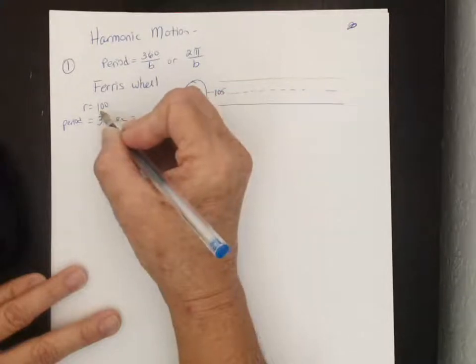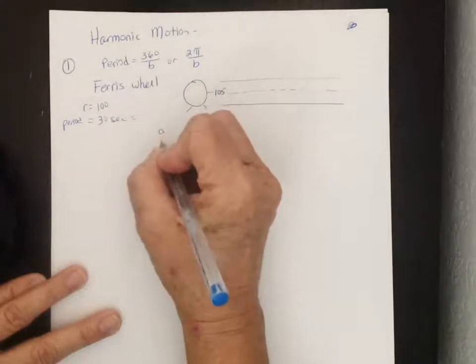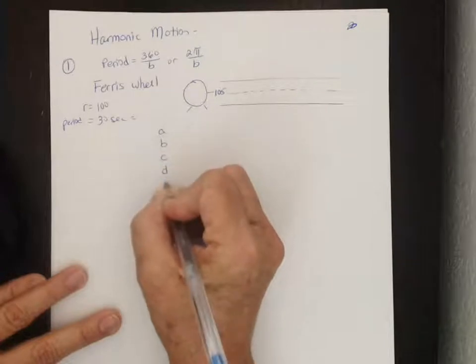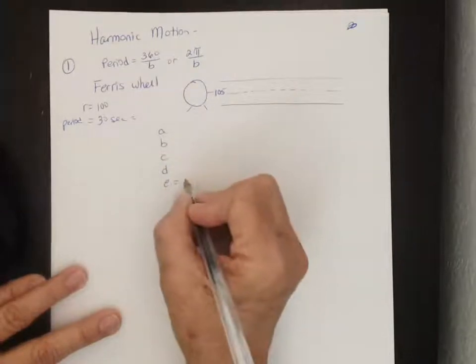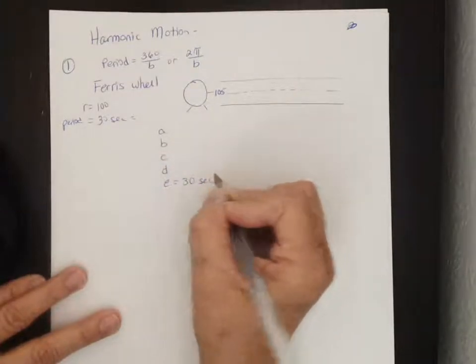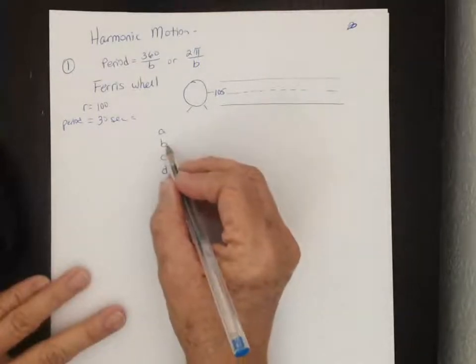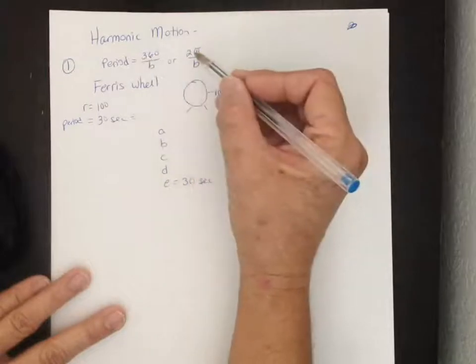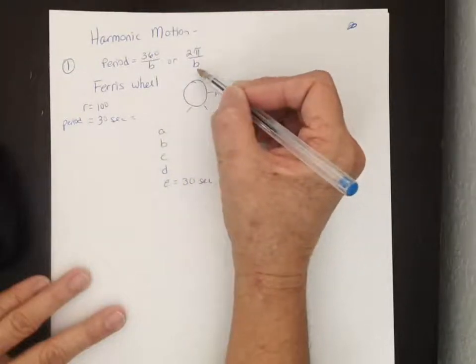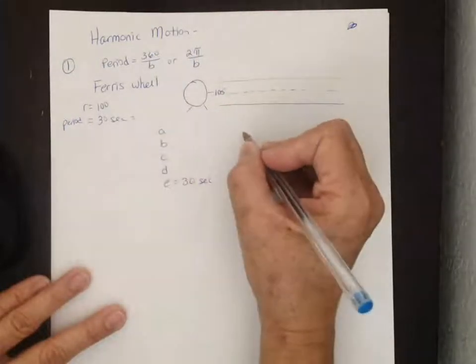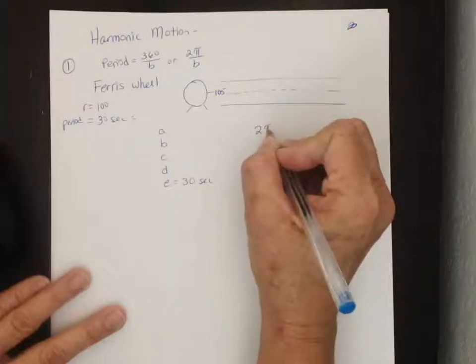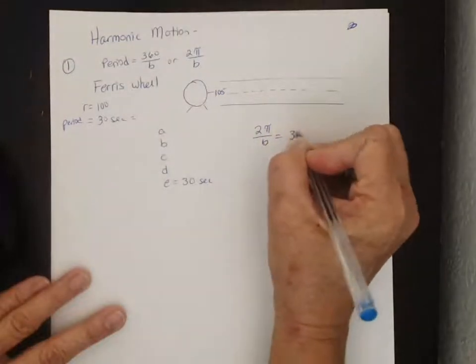Now we've got to try and find all the different variables. So we need A, B, C, D, and E is our period. We know our period is 30 seconds. And there is a relationship between the period and the period constant. Since we're in radians, the period is 2 pi divided by B. So 2 pi divided by B has to equal 30.